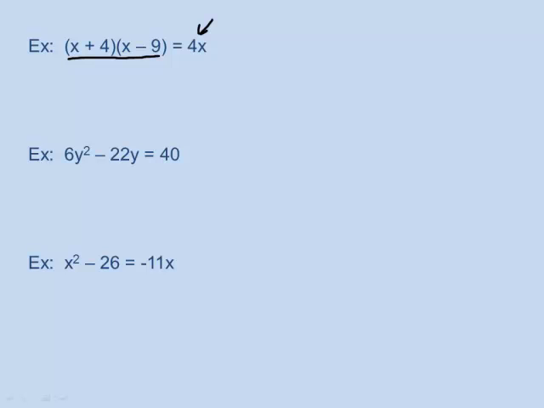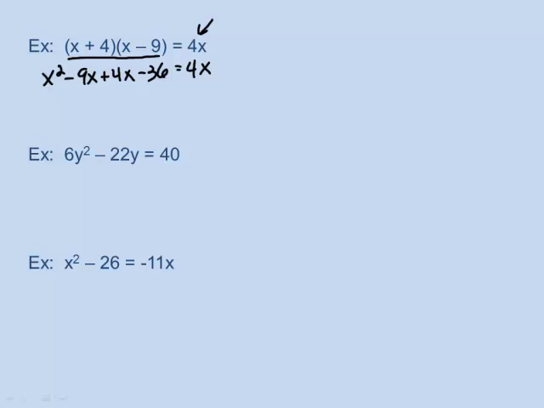So let's FOIL that product out. X plus 4 times x minus 9. X times x is x squared. Outer product is minus 9x. Inner product is positive 4x. And last two would give you minus 36 is equal to 4x.